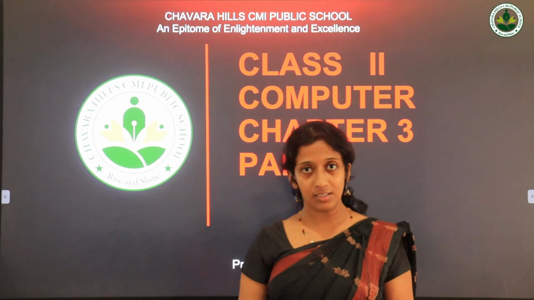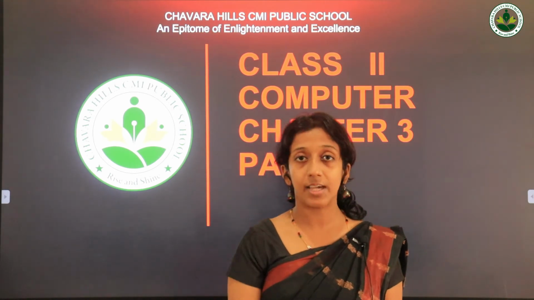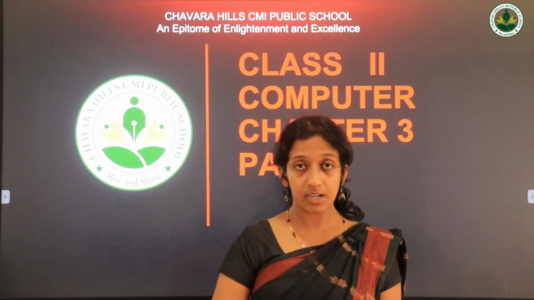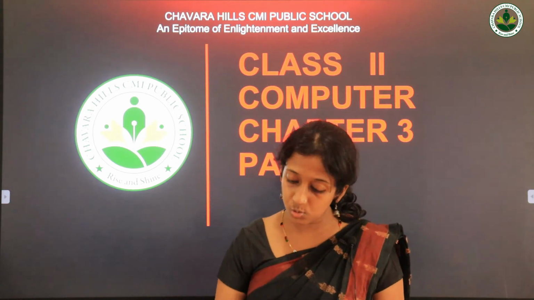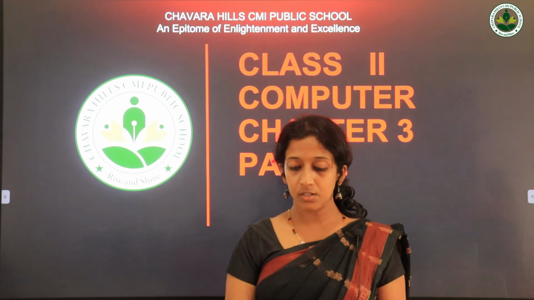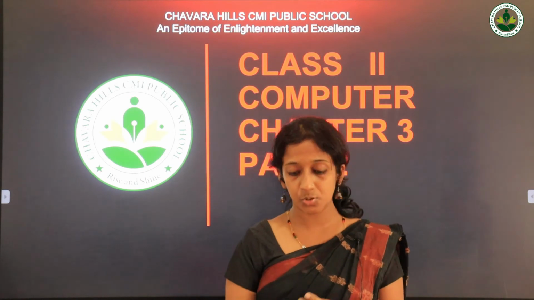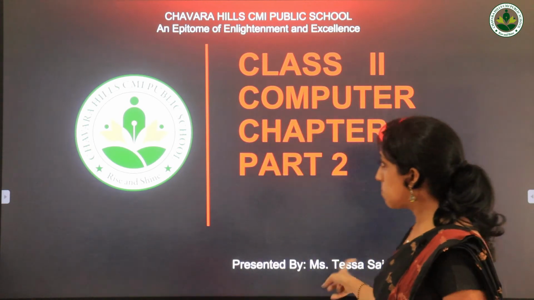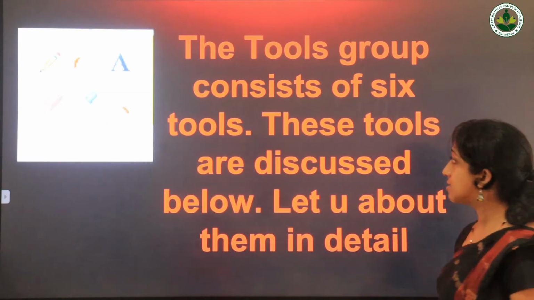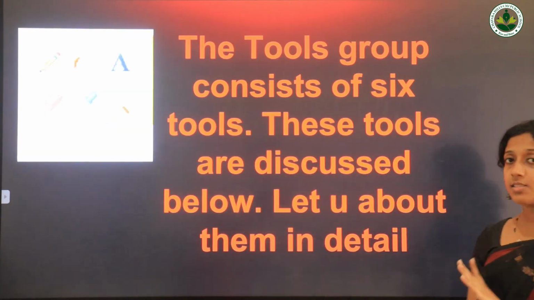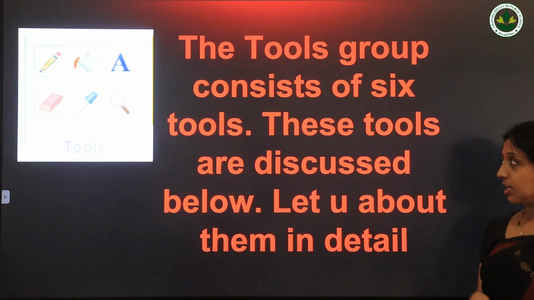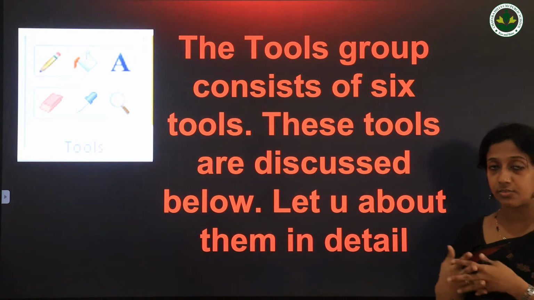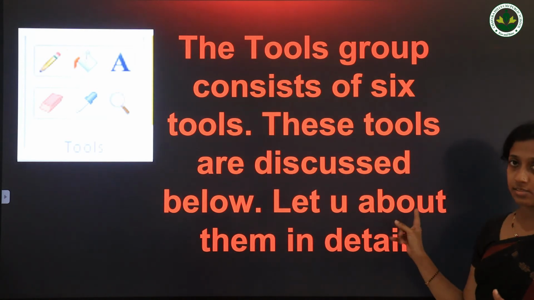So we have started our third chapter, that is MS Paint, and we have learned about different groups. In the last class we learned about the tools group, colors group, shapes group and brushes group. Today we are going to learn about the tools group. The tools group consists of 6 tools, and each tool has a different function. We are going to discuss the function of each tool in this class.